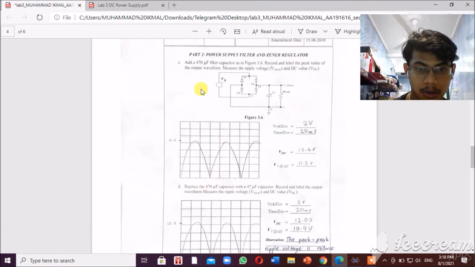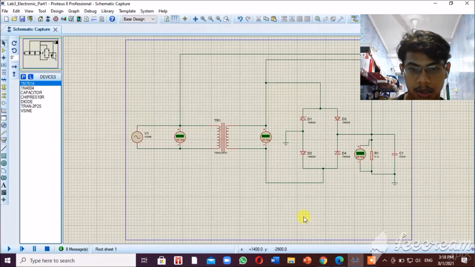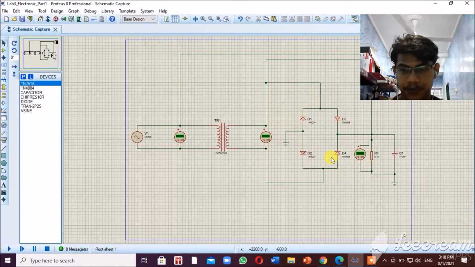So we continue with part 2, which is the power supply filter and Zener regulator. Question C is about adding a 470 microfarad filter capacitor as in figure 3.6. Record and label the peak value of the output waveform. Measure the ripple voltage VR peak to peak and the DC value VDC. So I made a wrong sketch here. So let's try in practice.